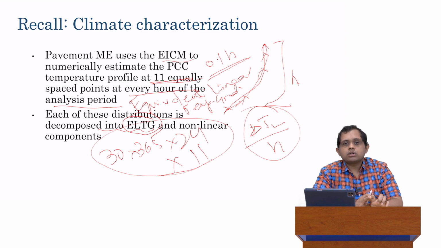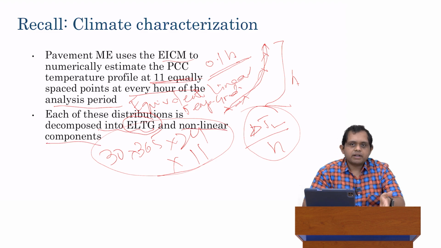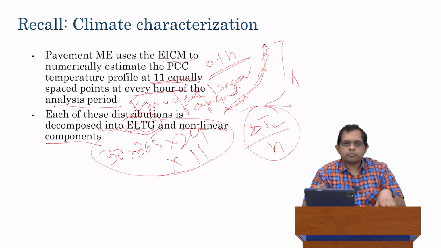You divide it by the total thickness, you basically get the slope of that line, and that slope is the equivalent linear temperature gradient. Furthermore, the EICM also decomposes this. Actually, Pavement ME, the EICM doesn't do this. Pavement ME takes this nonlinear temperature distribution, it gets us an ELTG. That ELTG has to be used for curling, and that's going to be the topic of today's lecture.